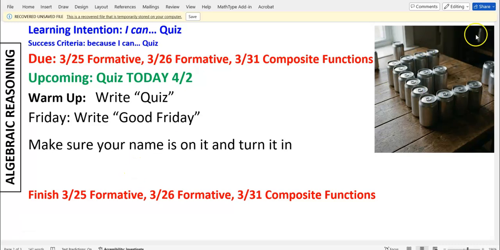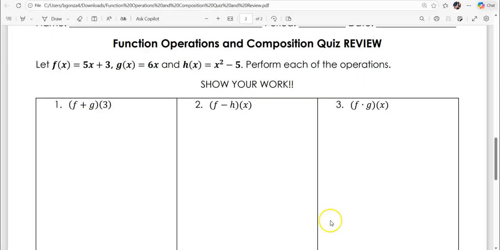Who wants some candy? Get it? Okay. All three of y'all. Hey, hey, hey, hey. Look over here. Now, your quiz is going to be just like this. So I'm trying to show you what to do right now.